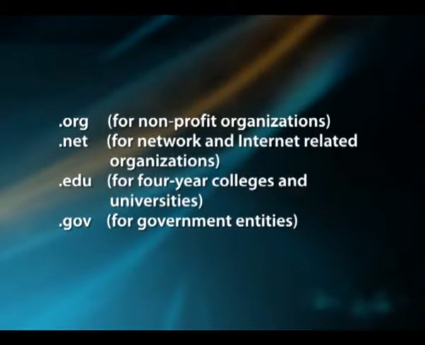The .com name is the most common top level domain name and is used to indicate that the domain name is owned by a commercial enterprise. Other common top level domain names include .org for non-profit organizations, .net for network and internet related organizations, .edu for 4-year colleges and universities, and .gov for government entities.